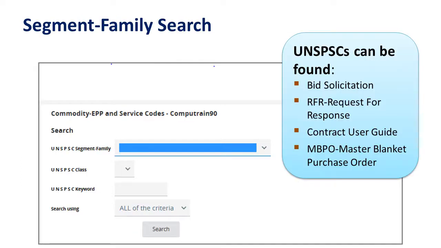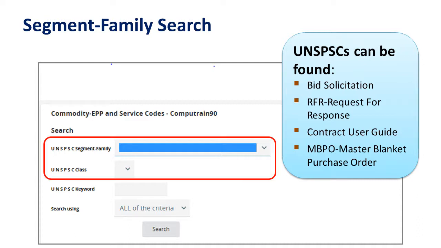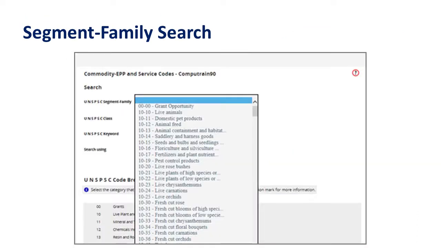Another search option is to use the UNSPSC Segment Family Class dropdowns. In this case, you may already have codes from the bid solicitation, the request for response, the contract user guide, or the master blanket purchase order. To add the commodity code 831015, click the Segment Family dropdown and enter the two-digit segment code set 83. The first segment family for 83 will be highlighted. You can either select it or scroll to the segment family you want to add.